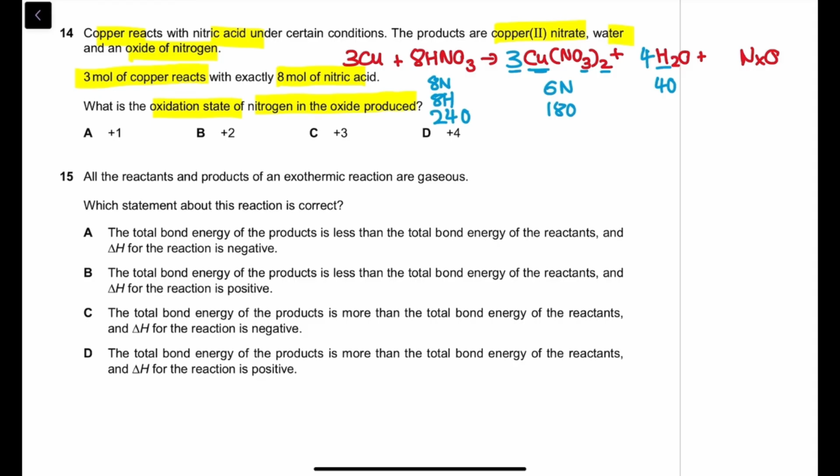In total, these two give us 22 oxygens, but we need 2 more oxygens. Therefore, we need to add a 2 here. And now we have a total of 8N, which is exactly how much we need. So our X is actually 1. And therefore, our oxidation state is going to be +2 because our oxygen is -2. So the answer must be B.